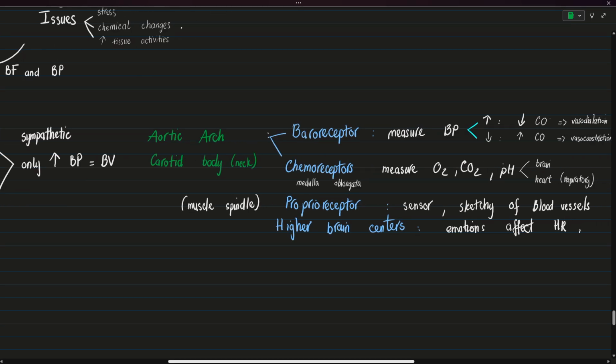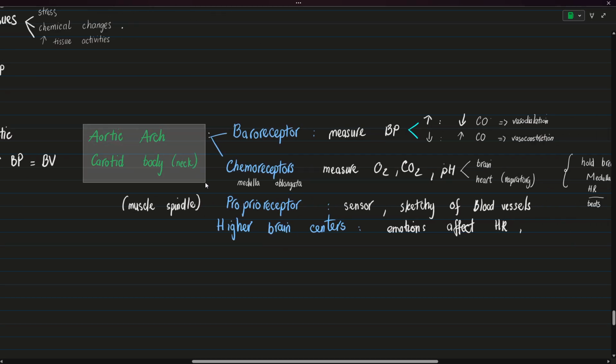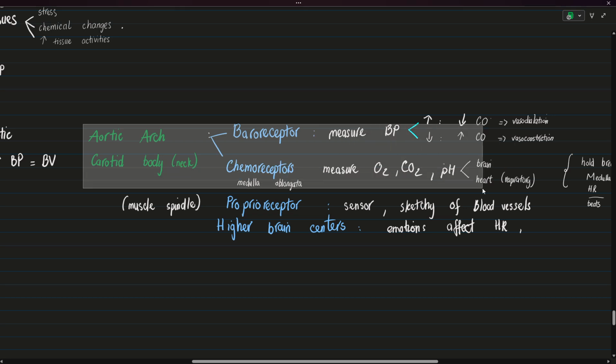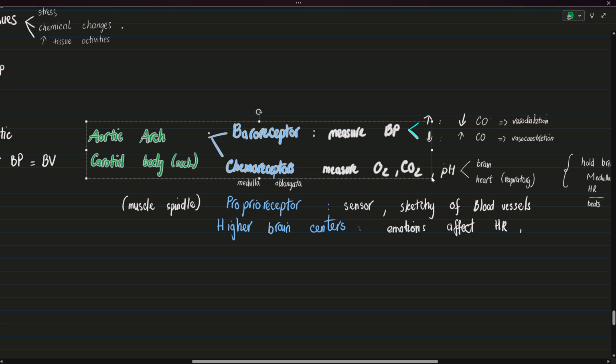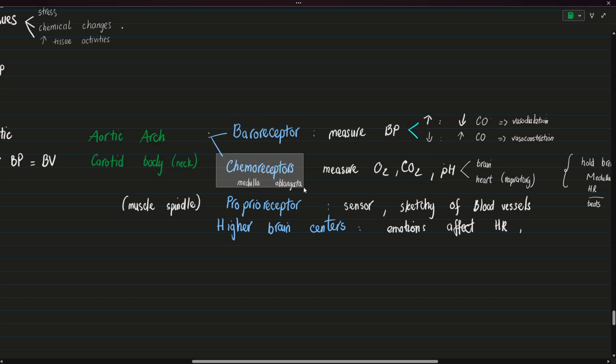We have some receptors in the aortic arch and carotid body. We have baroreceptors that measure the blood pressure and determine what vasomotor response is going to occur. We have chemoreceptors in the medulla oblongata. They measure the oxygen, carbon dioxide, and the pH.